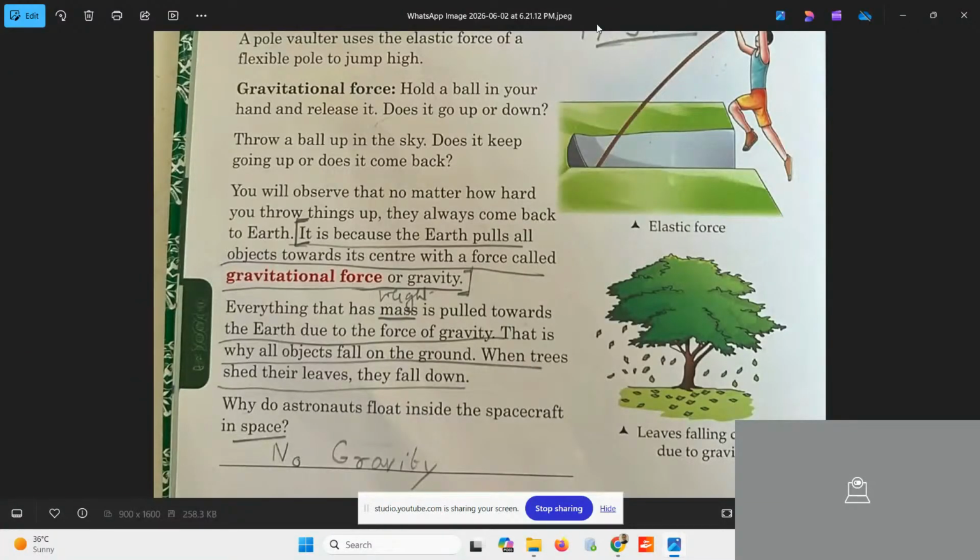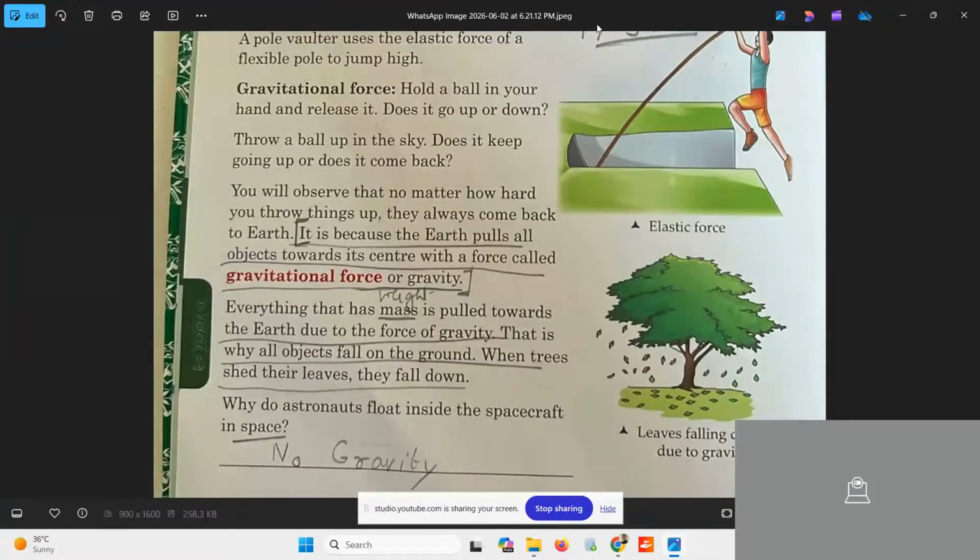Teacher will ask you a question. Are gravitational force and gravity force the same? Yes, gravity and gravitational force are the same. The Earth pulls all objects toward its center with a force called gravitational force. The Earth pulls all objects towards its center, called what?